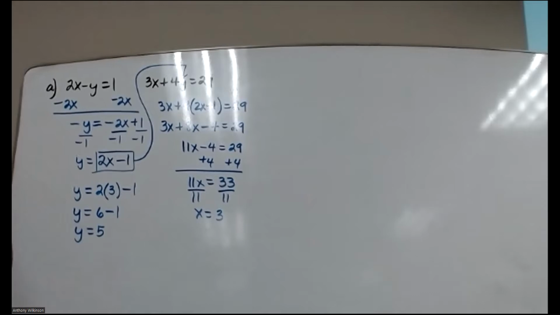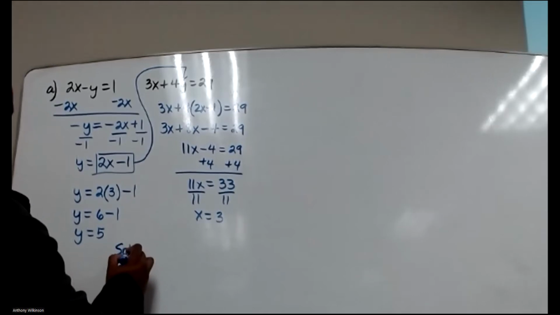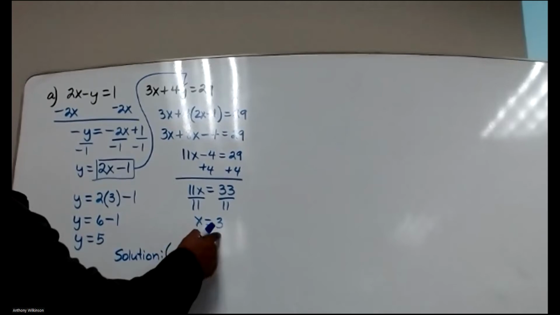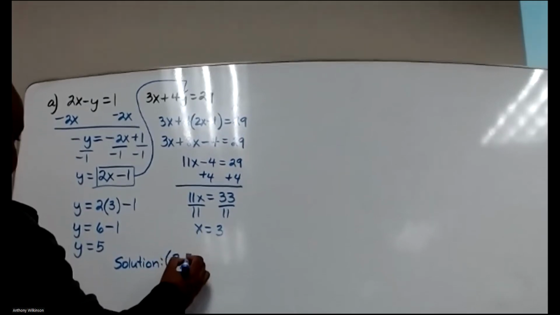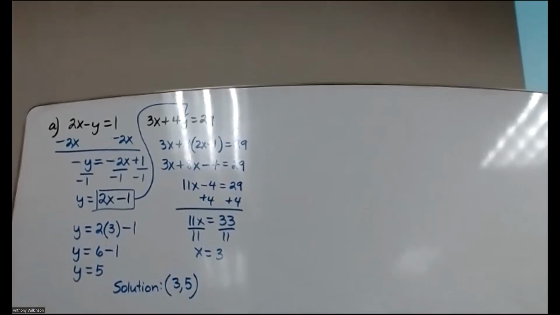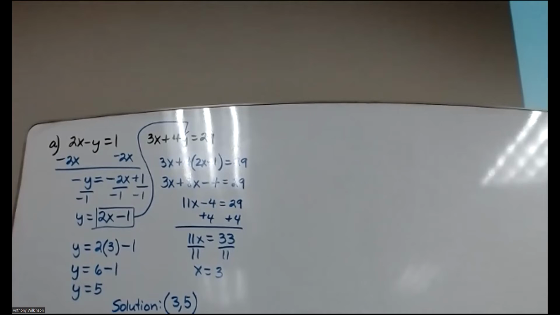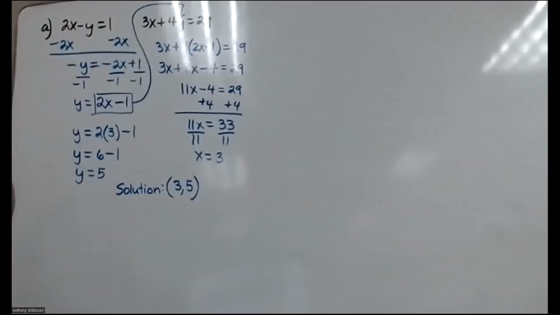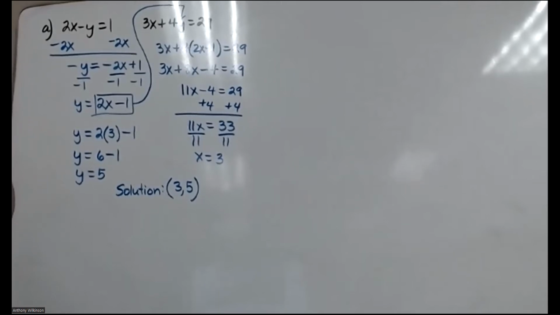I have x and I have y, so when we write our solution, it's always going to be an ordered pair where x goes first, y goes second, because ordered pairs are always going to be x comma y. So the ordered pair (3, 5) is the solution to that system of linear equations.